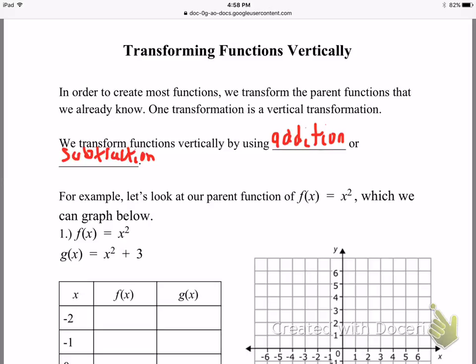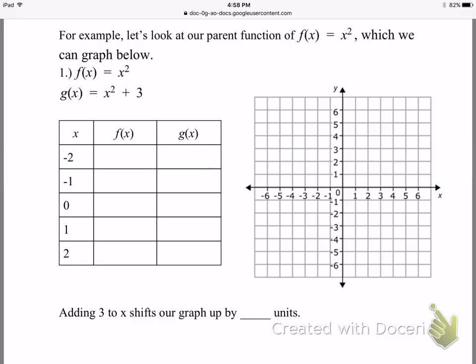For example, if we look at our parent function f of x equals x squared, and we make that g of x, then g of x is going to be x squared plus 3. So by adding 3 to our parent function, we're going to transform that function by moving it up by 3. We're going to start by graphing our parent function because we already know what it looks like. F of x equals x squared is a parabola starting from the center going out.